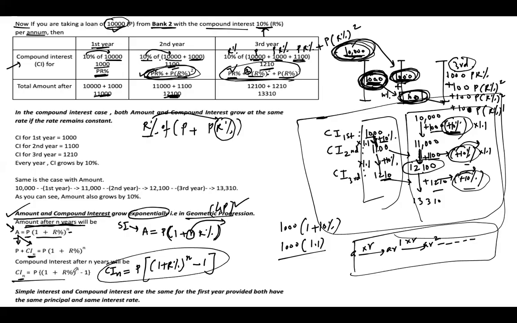One thing I wanted to ask: where you've written the third year on the top right side, what is that you've written against 10 P into R percent to the power? If this is PR percent square, what will this be?